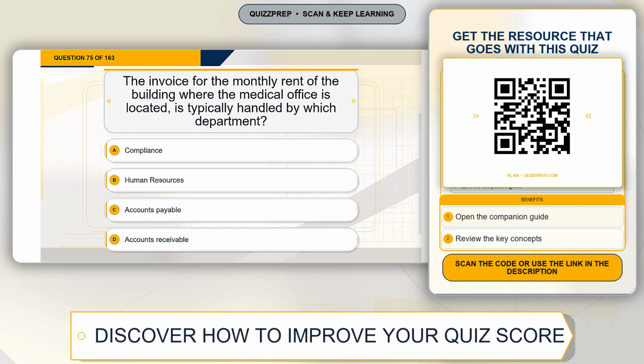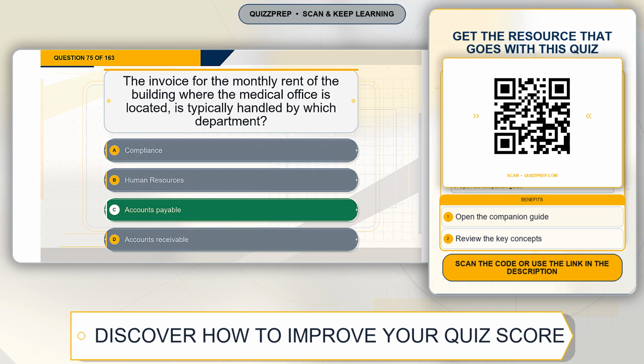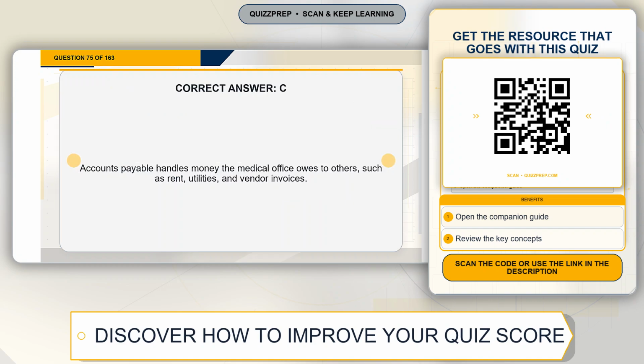Question 75. The invoice for the monthly rent of the building where the medical office is located is typically handled by which department? Option A, compliance. Option B, human resources. Option C, accounts payable. Option D, accounts receivable. The correct answer is option C, accounts payable. Explanation. Accounts payable handles money the medical office owes to others, such as rent, utilities, and vendor invoices.